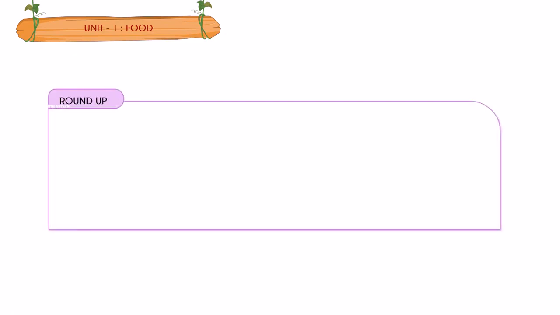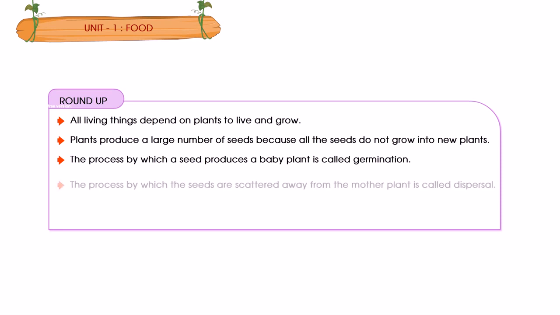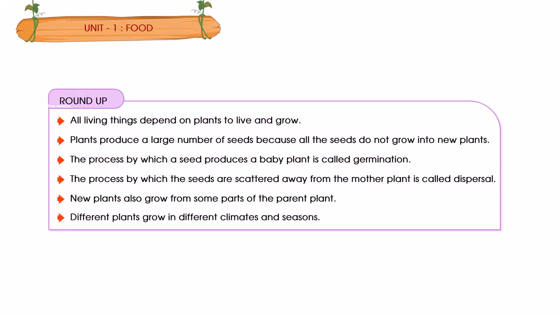Roundup. All living things depend on plants to live and grow. Plants produce a large number of seeds because all the seeds do not grow into new plants. The process by which a seed produces a baby plant is called germination. The process by which the seeds are scattered away from the mother plant is called dispersal. New plants also grow from some parts of the parent plant. Different plants grow in different climates and seasons.